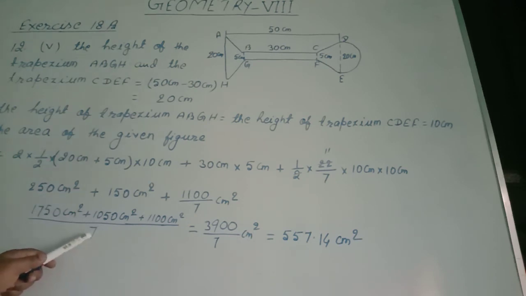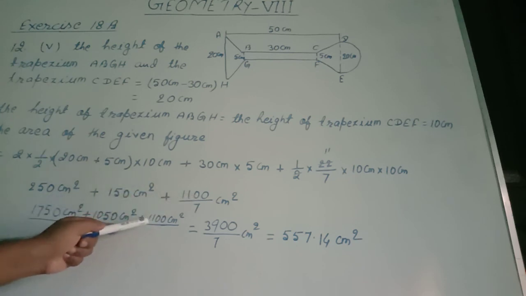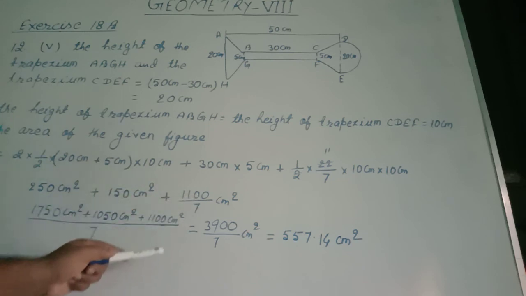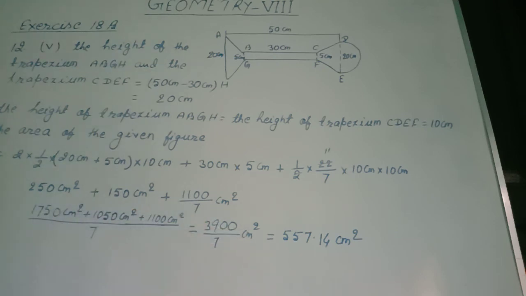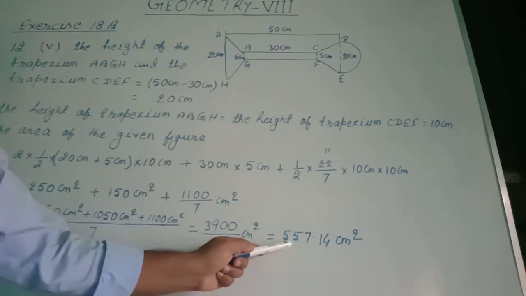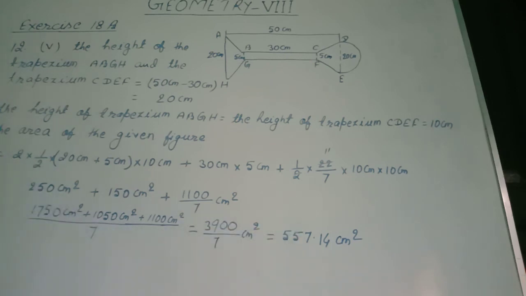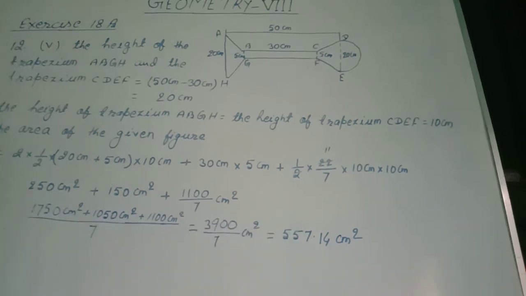This LCM became 7, and 250 into 7 equal to 1750 cm square. 150 into 7 equal to 1050 cm square, and this is divided by this 7, we got 1 into 1100, equal to 1100 centimeter square. The sum of all these became 3900 by 7 centimeter square. I changed this into decimal, that I got 557.14 centimeter square. That is the answer.